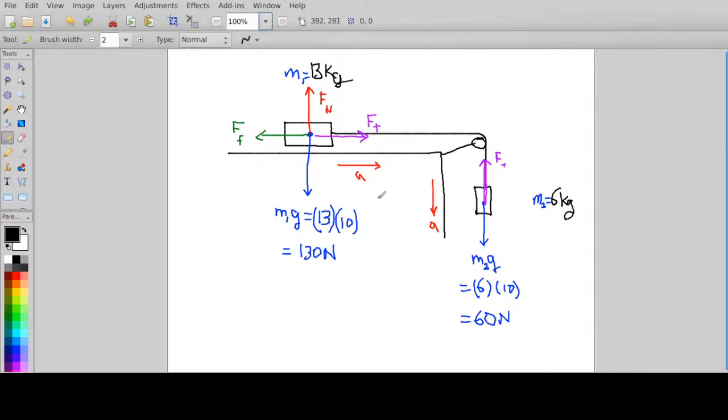And the reason the accelerations are the same is because the string doesn't stretch, okay? And neither does it bunch up. All right, so imagine that the 6 kilogram box drops by 1 centimeter. Well, then the 13 kilogram has to move to the right by 1 centimeter. If the 6 kilogram drops by 2 centimeters, then the 13 kilogram moves by 2 centimeters, and so on.